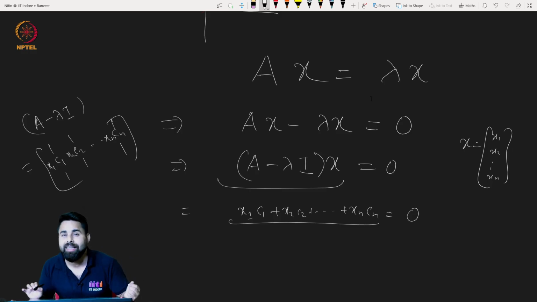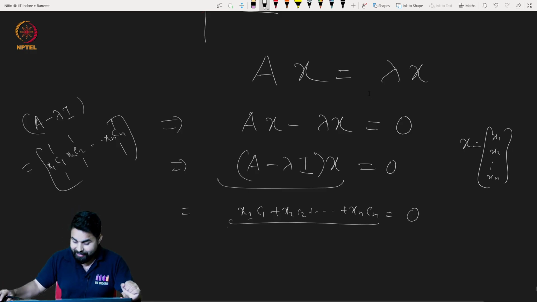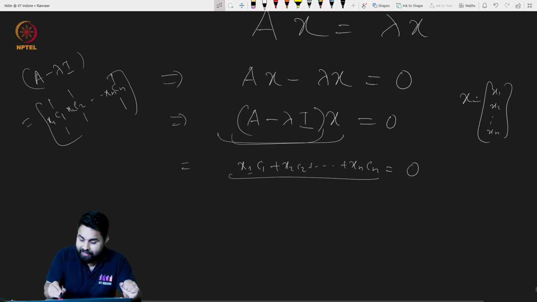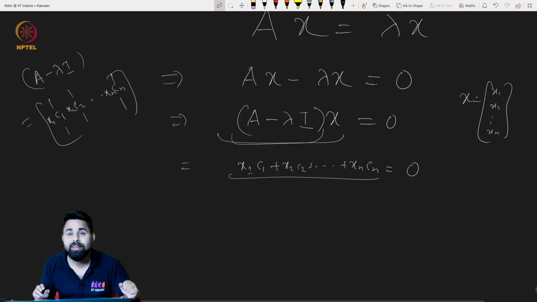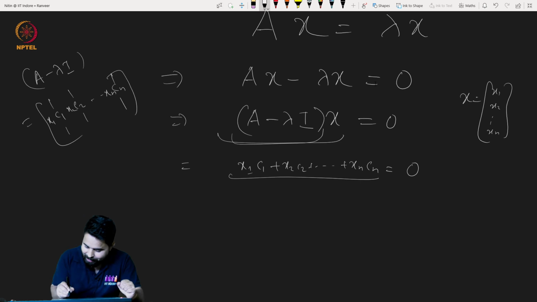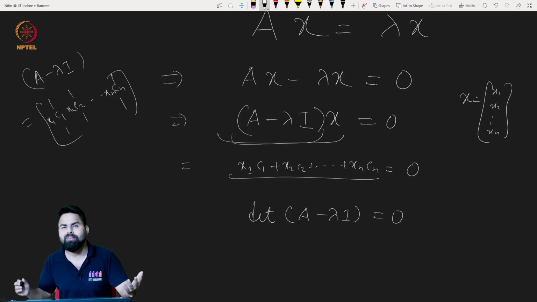This means what? These columns are linearly dependent, and this implies that this matrix has determinant 0. This implies the determinant of A minus lambda I is 0. You can see this otherwise also.